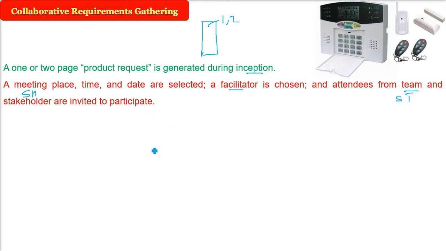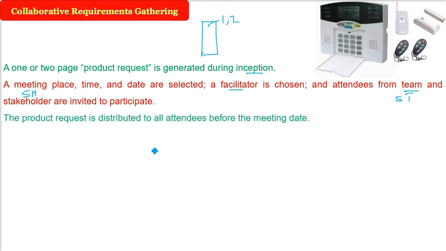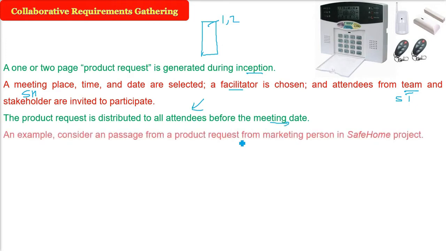So all the people who are going to be invited will be distributed this product request which has been generated, and this has to be done before the meeting can commence. Okay, so a product request is with everyone now. I'll give an example first.